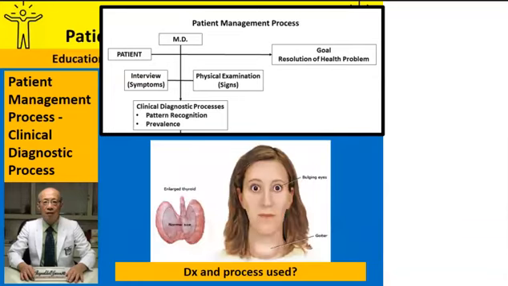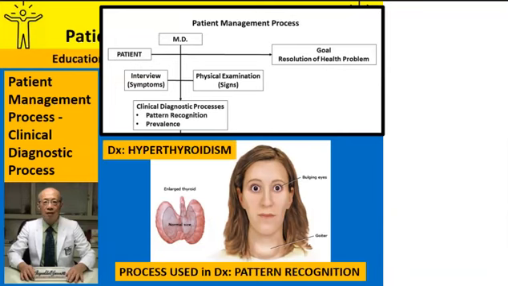The patient has bulging eyes and enlarged thyroid. What is the diagnosis and what process is used? Bulging eyes and an enlarged thyroid gland are the usual presenting signs of hyperthyroidism. We recognize a pattern for hyperthyroidism. Thus, the diagnosis is hyperthyroidism, and the process used is pattern recognition.